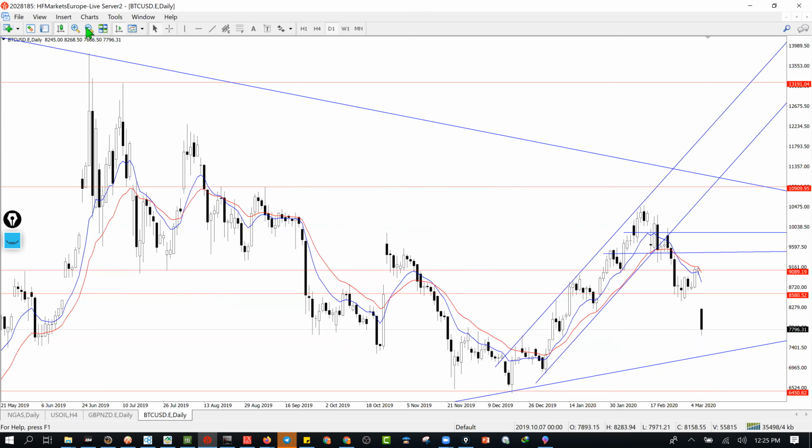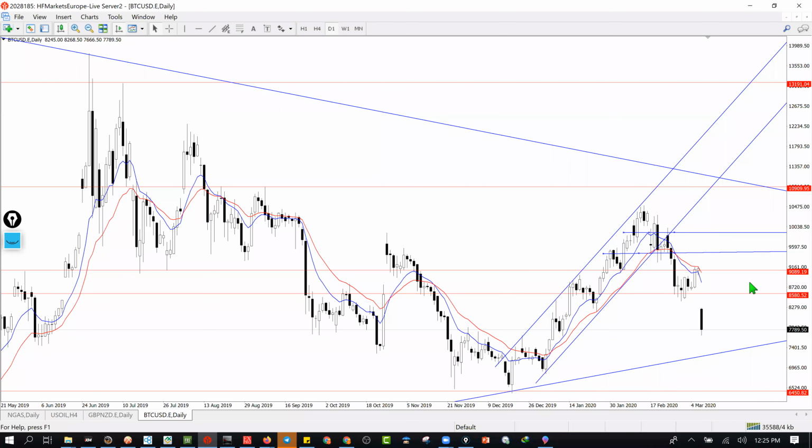You can see this symmetric triangle, and what we have right here is a bullish rising channel on Bitcoin. The market is moving up before we have a break to the downside. I'm going to turn all this off so you guys can see my chart properly.